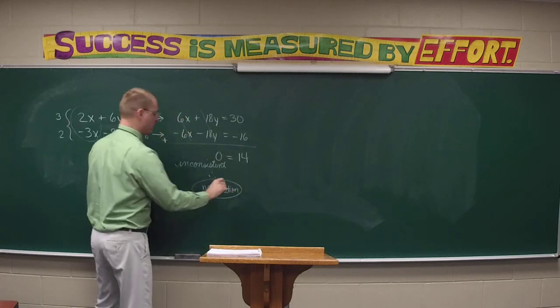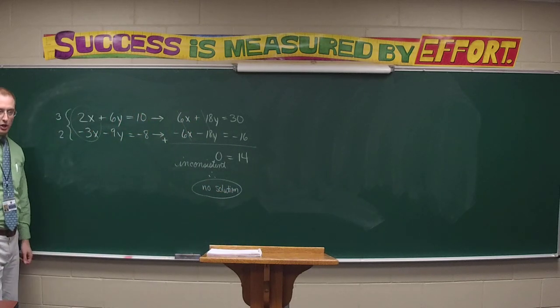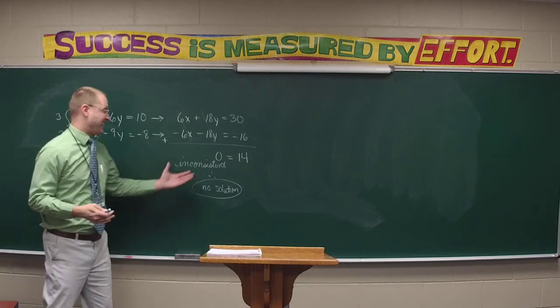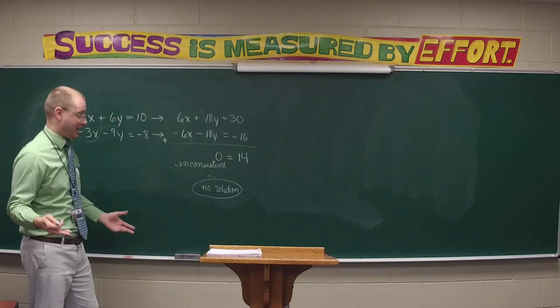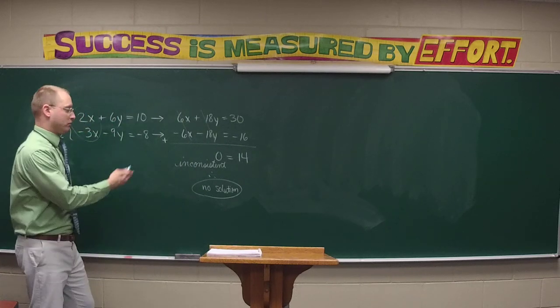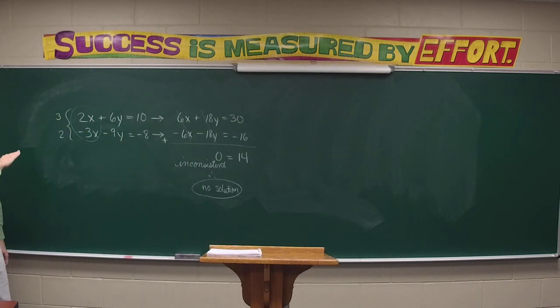Does it make sense how to spot an inconsistent system? You'll arrive, Genesis, at an inconsistency, at a contradiction. 0 does not equal 14. It never has. Never will. Right? So, no solution. Questions on number 9?